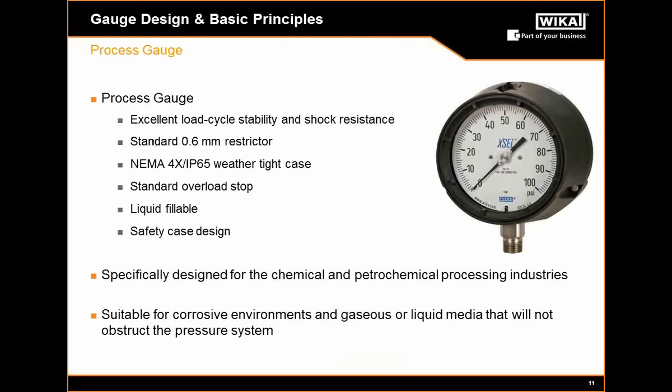The process gauge, which is the first of the three types of gauges I'd like to discuss, is the workhorse of the process industry. These gauges are used throughout, and of course I'm going to speak to the WIKA brand of gauges, but any good process gauge should have similar features as to what's included here. It'll have excellent load cycle stability and shock resistance to handle those rough operating environments in plants. In our case, we include a standard 0.6 millimeter restrictor, which addresses specific failure conditions that I'll discuss later.